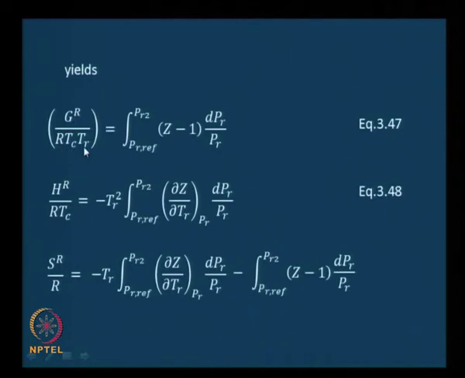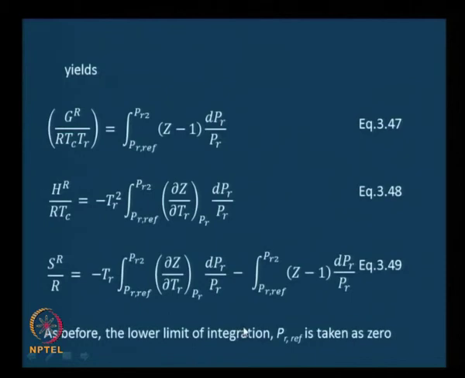GR by RTC was integral of PR reference to PR2 Z minus 1 dPR by PR. HR by RTC was minus TR squared integral of PR reference to PR2 dou Z by dou TR at constant PR dPR by PR, and SR by R was minus TR integral of PR reference to PR2 dou Z by dou TR at constant PR dPR by PR minus integral of PR reference to PR2 Z minus 1 dPR by PR.